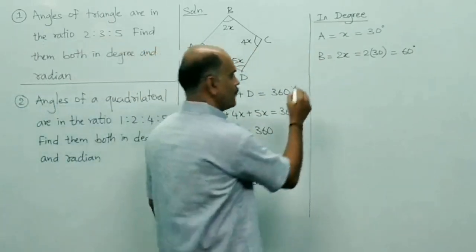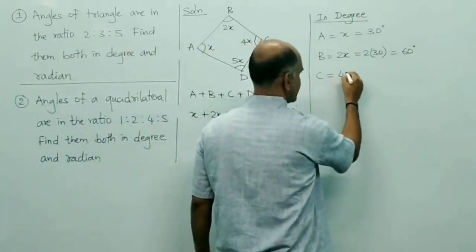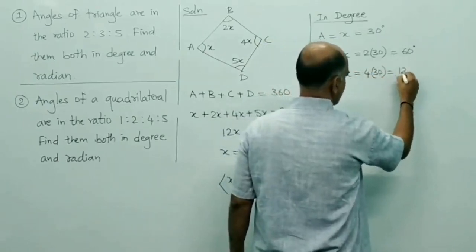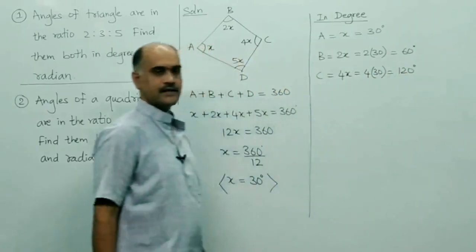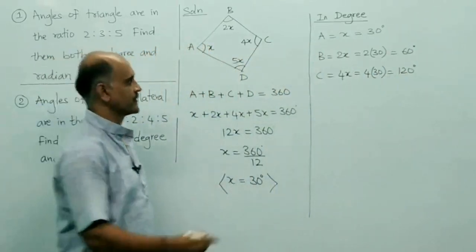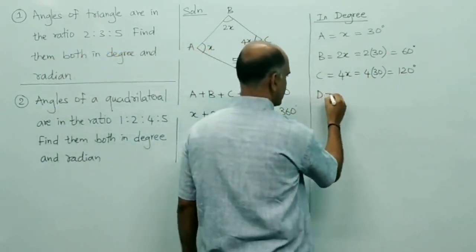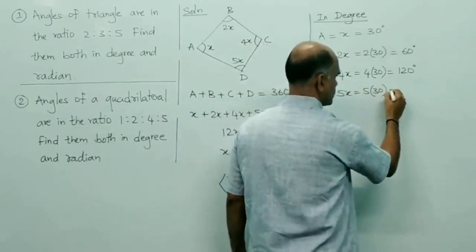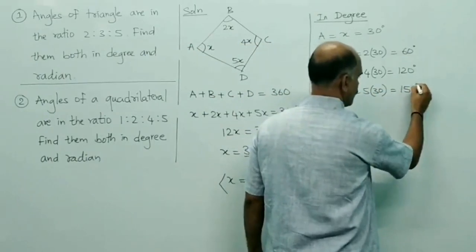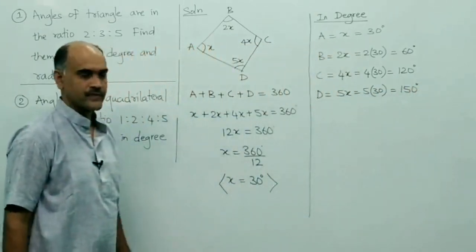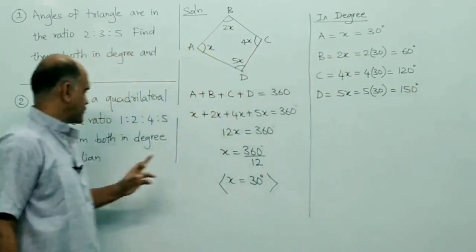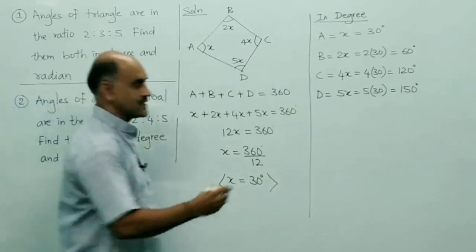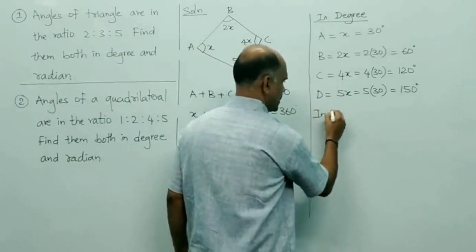Third, C is 4x. 4 into 30, so you will have 120 degrees. D is 5x. 5 into 30, so 30 into 5, you will have 150 degrees. This is the first step. So find them both in degrees and radians. So now I will write it in radians.